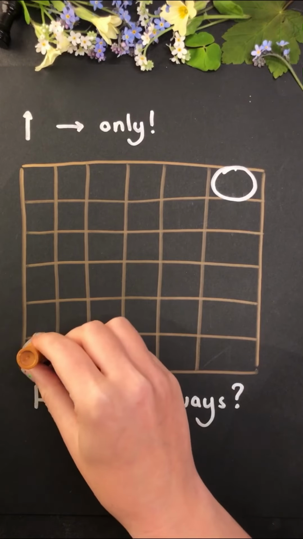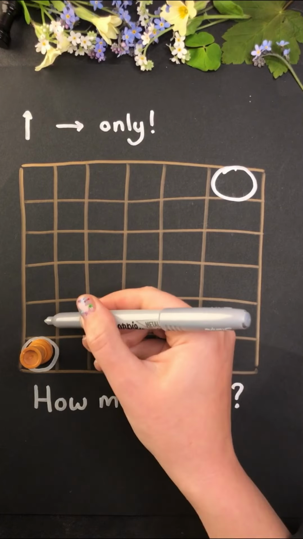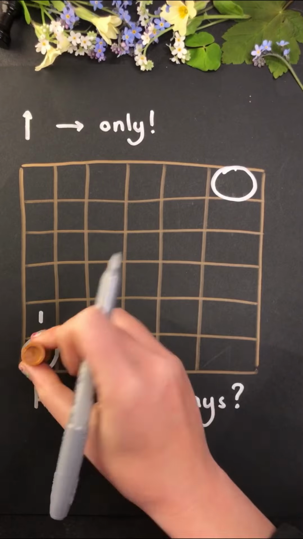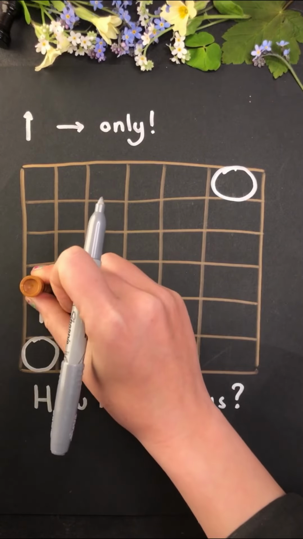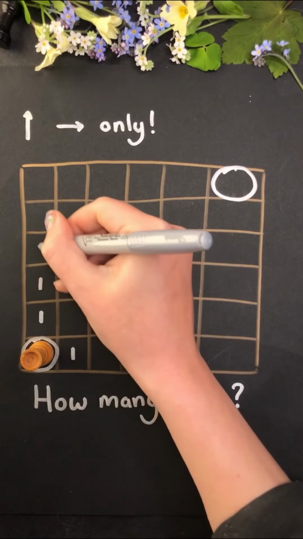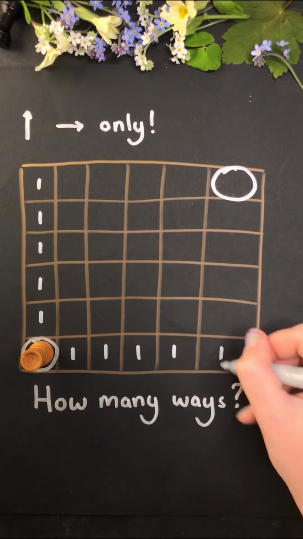But why? Let's start small and consider how many different ways there are to get just to this square here. Well, one. Ta-da! And same with any of the other squares in this column. There's only one way to get to each of those, just forward. Or any of the other squares in this row. There's only one way to get to each of those, just go sideways.